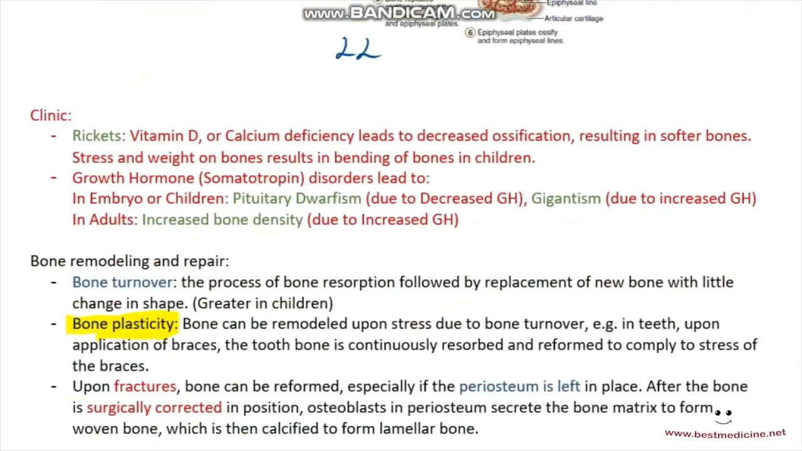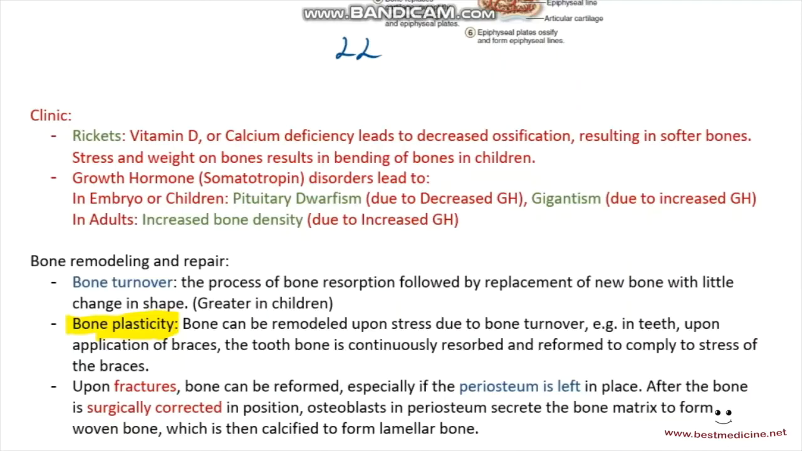Rickets is a very common disease, and it's a nutritional disease which results from vitamin D or calcium deficiency. Vitamin D is important for calcium absorption, and when calcium is deficient, it leads to decreased ossification, because obviously we need calcium for ossification. So it results in softer bones, and usually stress and weight on bones results in bending of bones, especially in children. And some of the most common bones that are bent in rickets, any guesses? Tibia and fibula. Okay.